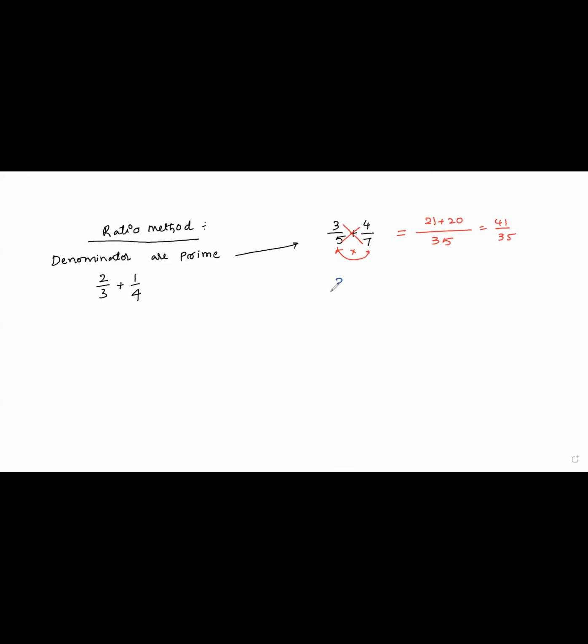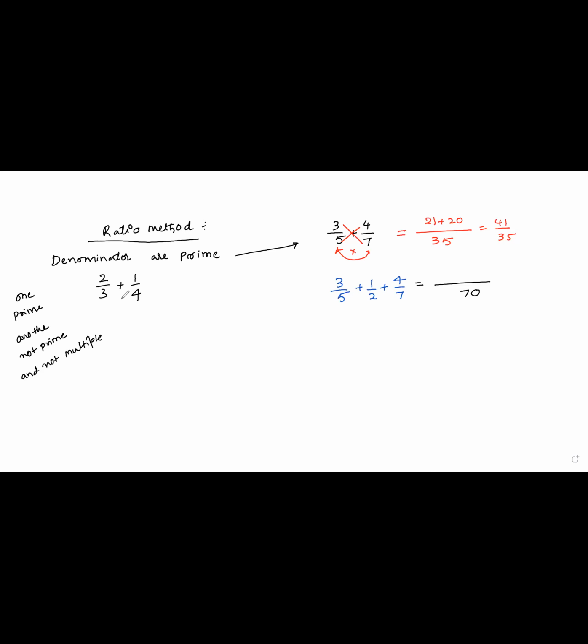Suppose you are taking three numbers like this, plus 1 by 2 plus 1 by 7 or 4 by 7, whatever. So all are prime, so your LCM becomes their product, 70. So the product will come directly. In this case also, this is 1 prime, another not prime, and not a multiple.